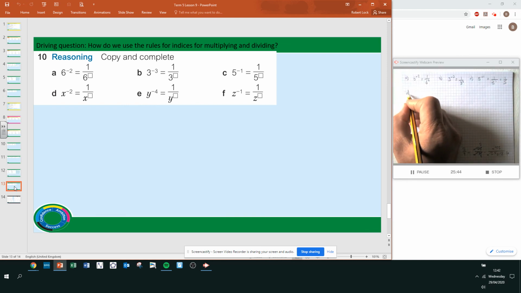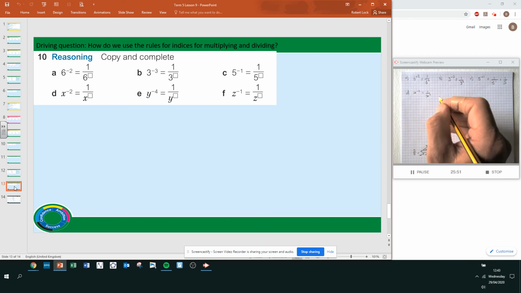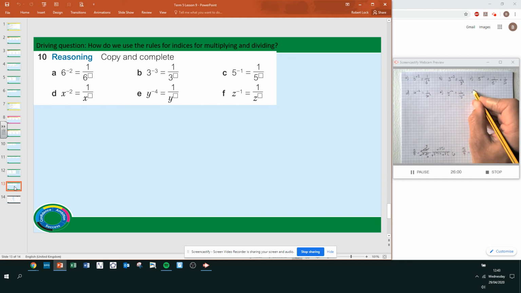D. X to the power minus 2 is the same as 1 over x squared. E. Y to the power minus 4 is the same as 1 over y to the power 4. F. Z to the power minus 1 is the same as 1 over z to the power 1, which is the same as 1 over z. Here's the answers to our questions.